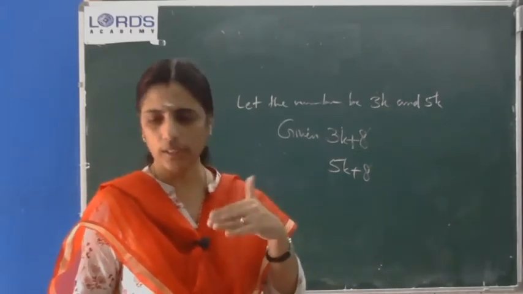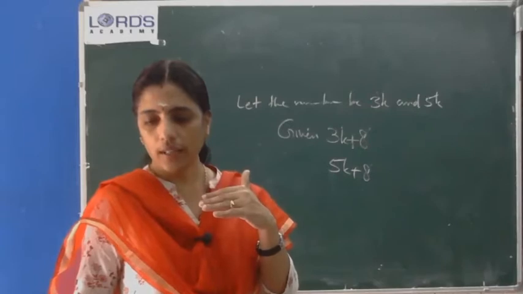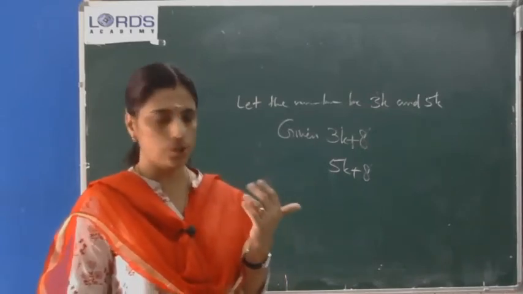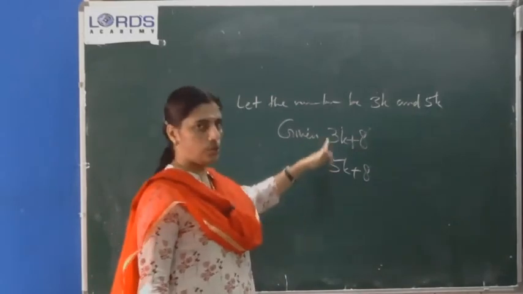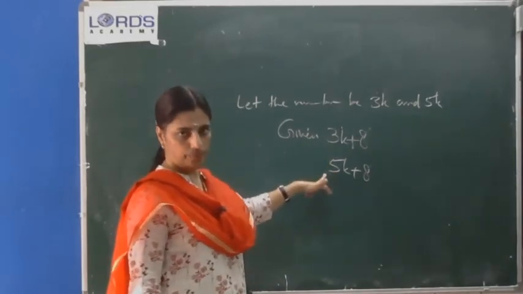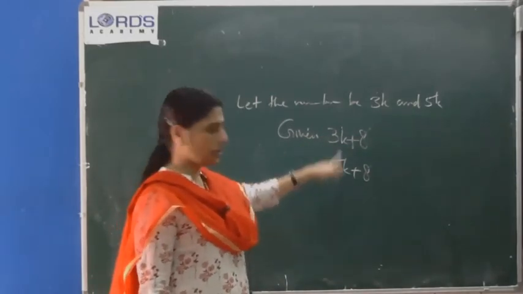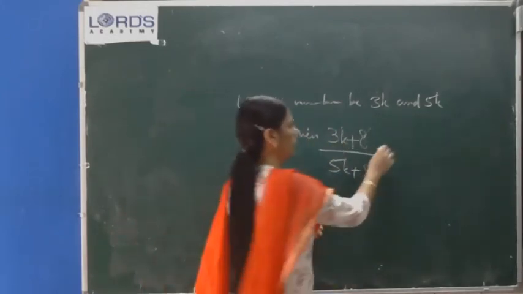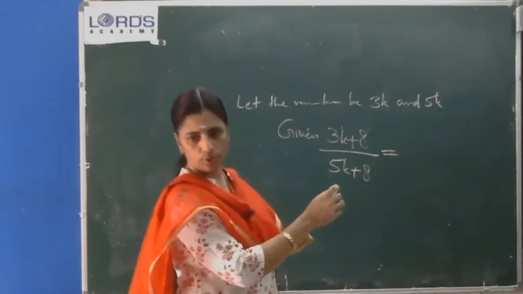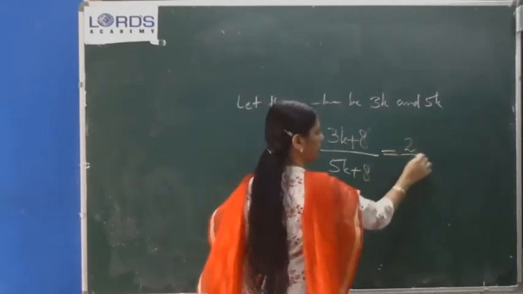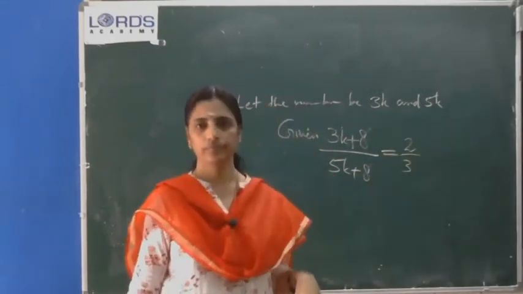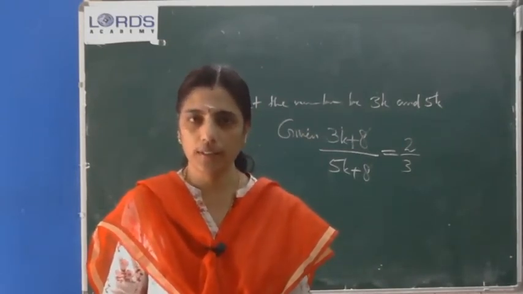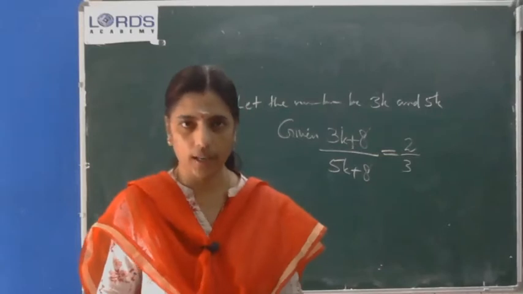Then what is the relation they told? If 8 is added to each number, the ratio becomes, that means the new ratio between these two numbers is 2:3, or 2/3. Clear? First ratio is 3:5, so we wrote the first number as 3k and the second number as 5k.